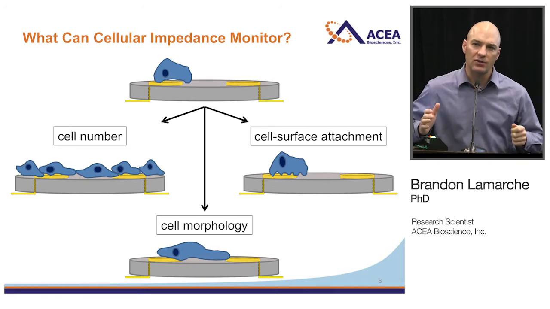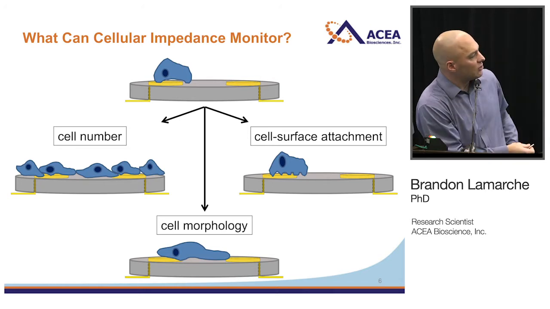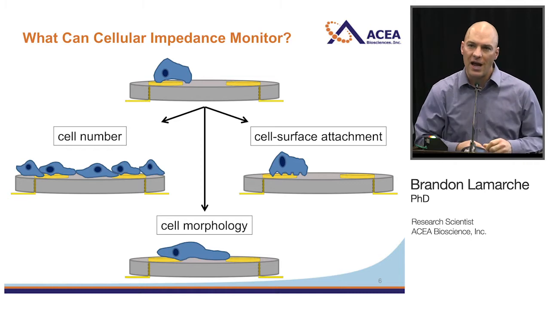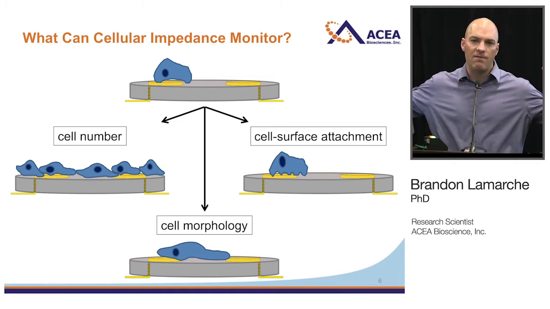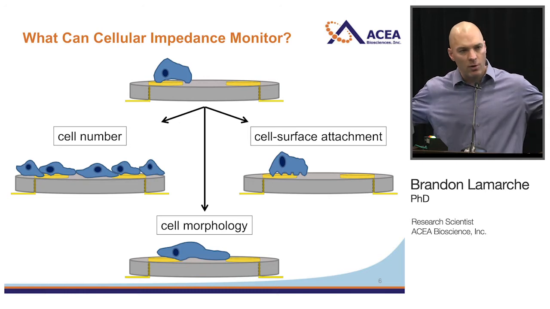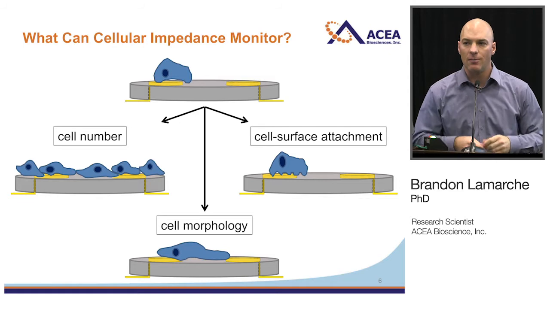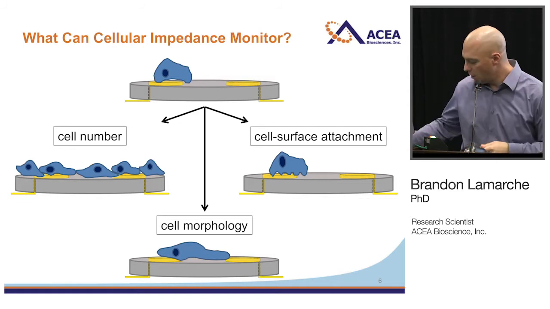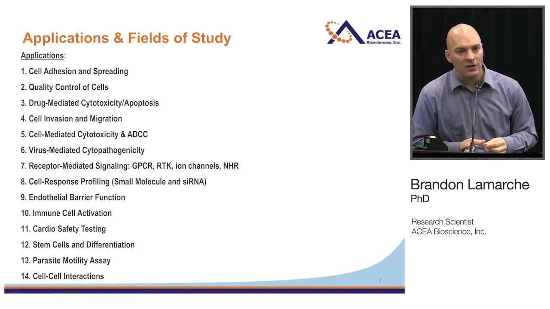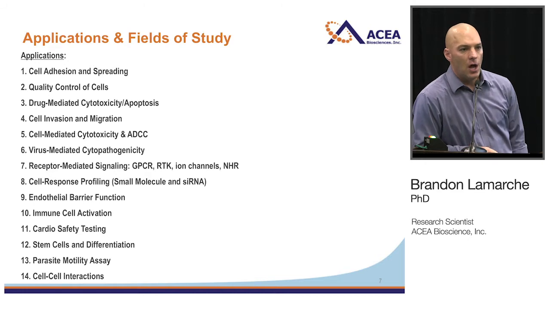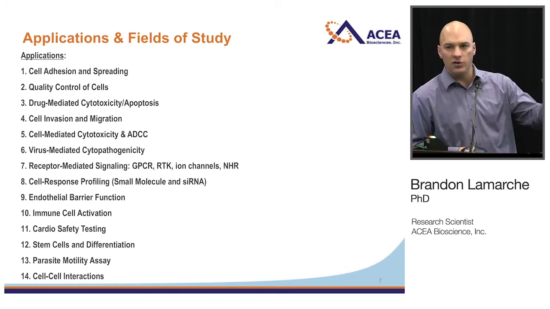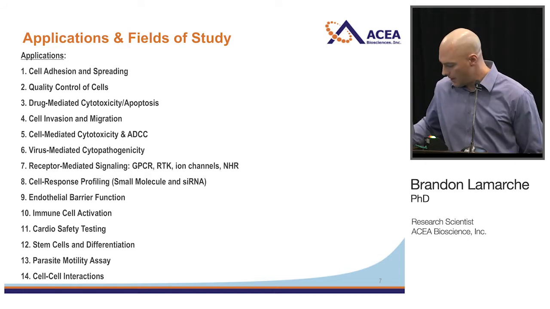So one of the beauties of xCELLigence is that these three parameters, cell number, morphology, and surface attachment, encompass a vast amount of biology. There's a huge number of biochemical pathways that impinge upon these things, especially when you consider them as a function of time. So we can look at a huge number of things. This list is not exhaustive. It's just a set of things that I thought that this particular audience might find interesting.